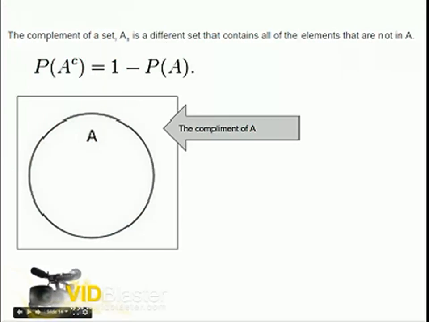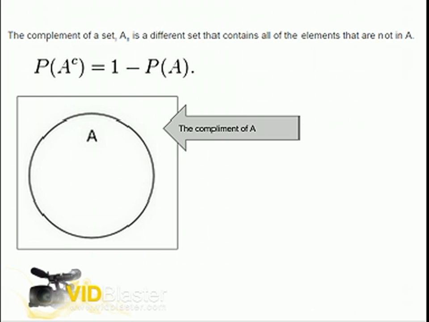Okay, and then you've got a picture that shows the complement. So this is what we talked about a little bit earlier. The complement of A is everything that is not A. I like this picture because it shows our sample space, it shows the event A, and then it's got an arrow to everything outside of A, and that's the complement.